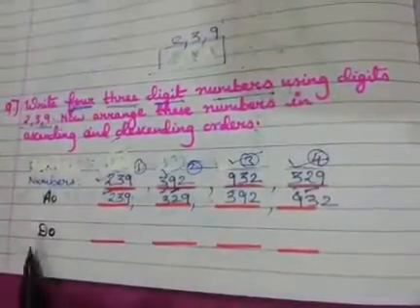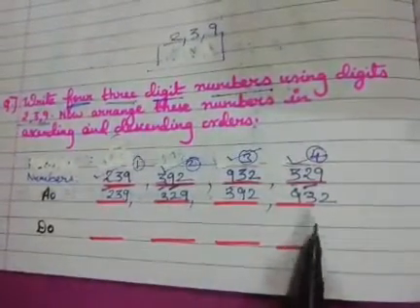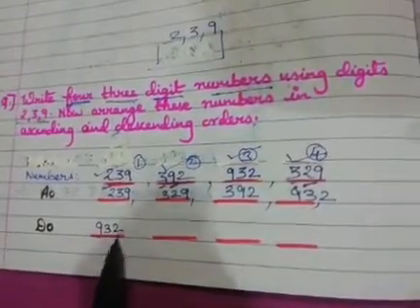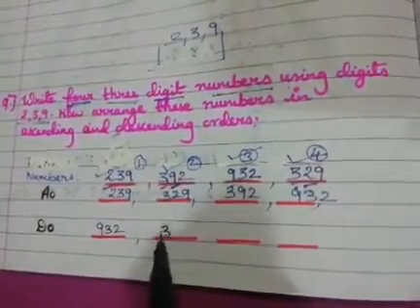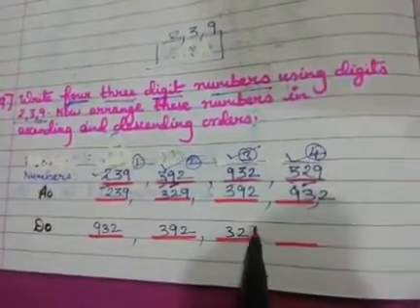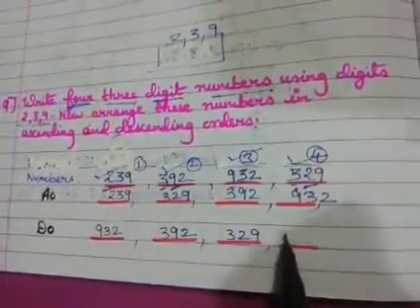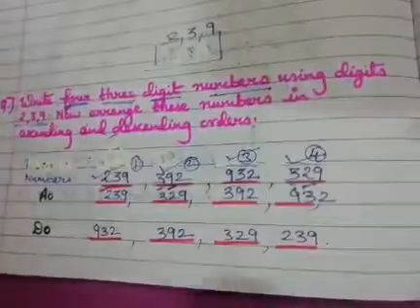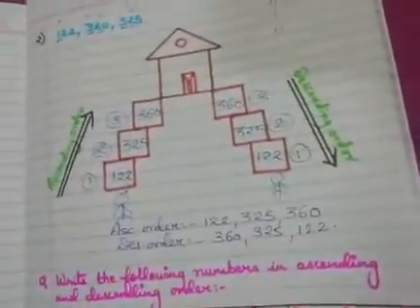Now descending order, that is biggest to smallest. So biggest number we have 932, then 392, then 329, and then smallest 239. Okay. So here we have finished with ascending and descending order.